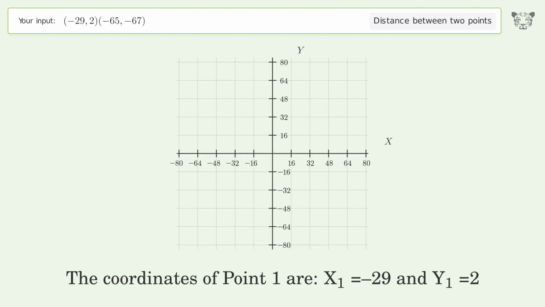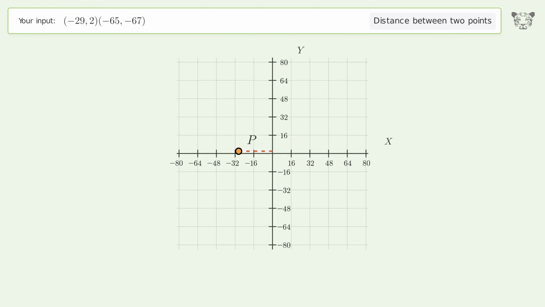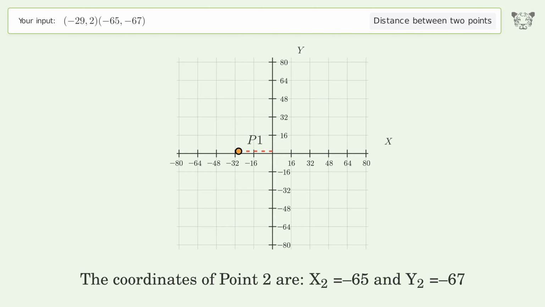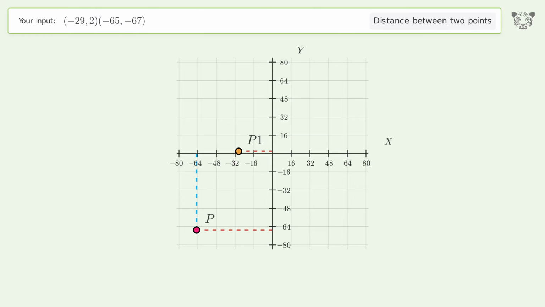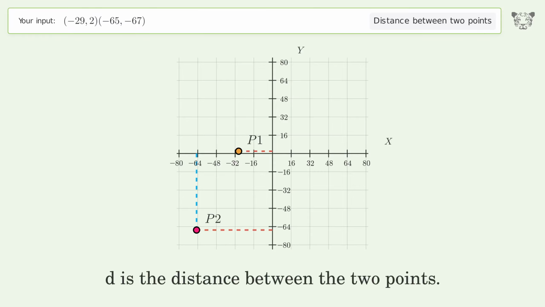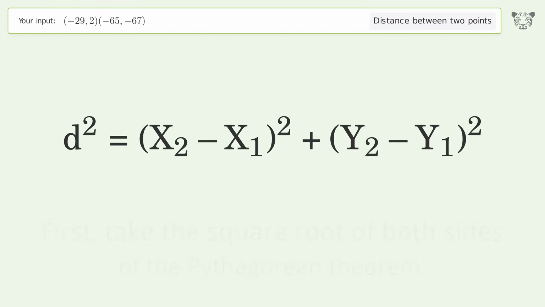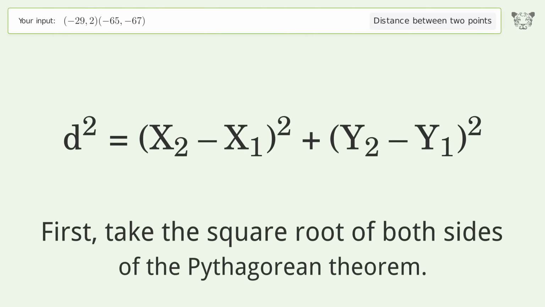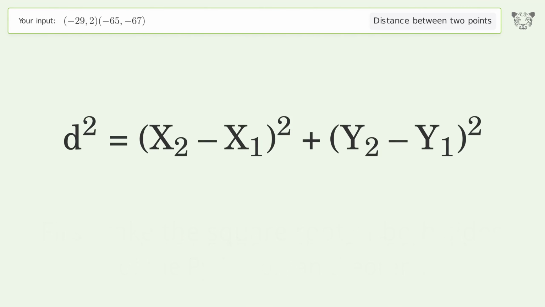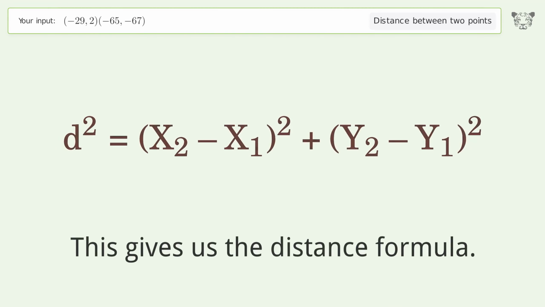The coordinates of point 1 are x1 equals -29 and y1 equals 2. The coordinates of point 2 are x2 equals -65 and y2 equals -67. D is the distance between the 2 points. First, take the square root of both sides of the Pythagorean theorem. This gives us the distance formula.